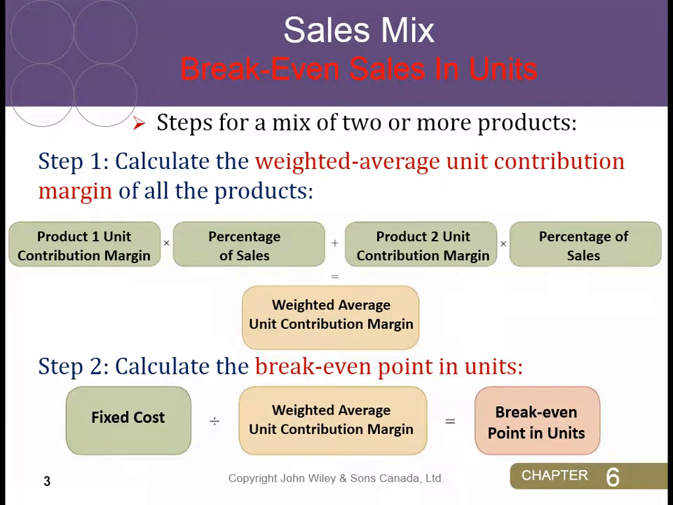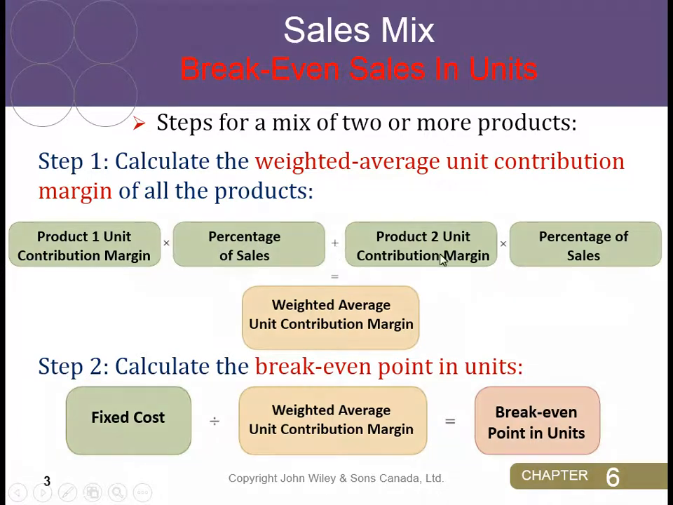Step 1 is to calculate the weighted average contribution margin per unit of all the products combined, right? Now, the way you do that is you take the contribution margin, so you can see here the first calculation, we have product 1 unit contribution margin. You take the contribution margin for product 1, and you multiply it by the percentage of sales that product 1 makes up. So in that example that we did at the start of the video, I said that product A was 50% of sales. So you would take product A's contribution margin and multiply it by 0.50.